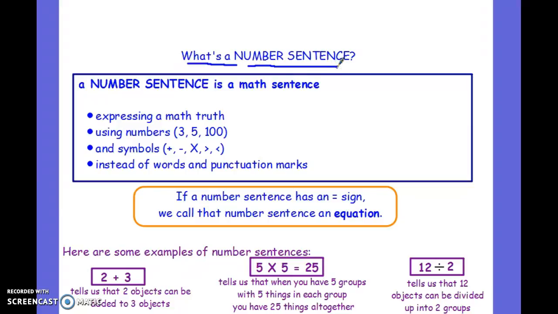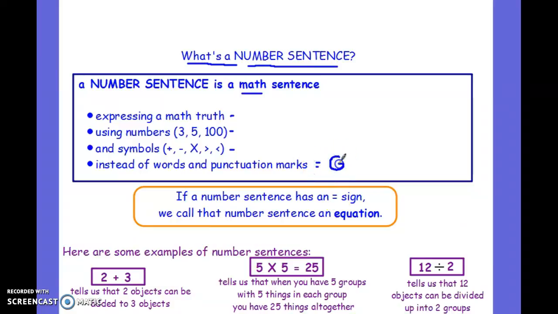We did address this when we introduced some of the vocabulary, but let's dive in with a little bit more detail. A number sentence is nothing more than a sentence that has math stuff in it. It expresses a math truth by using numbers such as 3, 5, 100, and symbols or operations like the addition, subtraction, multiplication, or division symbol. You can also have a math sentence that uses symbols such as greater than and less than. It does not use words and punctuation marks.